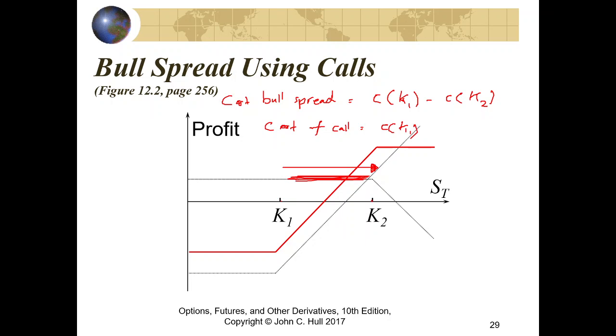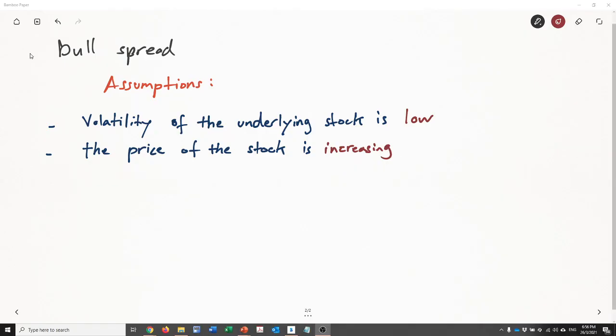How about the direction of the underlying stock price movement? Is it going to increase or going to decrease? Well, see here that the spread becomes profitable when we move from K1 to K2, which means that the price of the underlying stock is increasing. So, assumptions. Let me write it on the board. The two major assumptions for the bull spread are that the volatility of the underlying stock is low, and the movement of the stock price is increasing. It's going upwards.